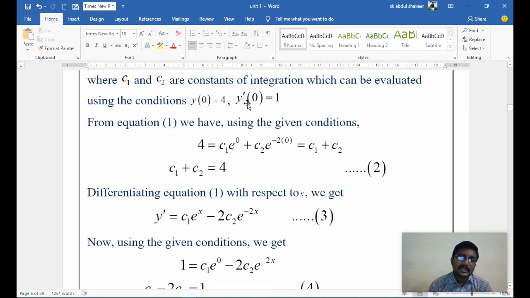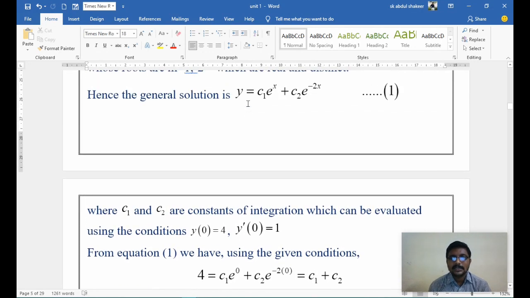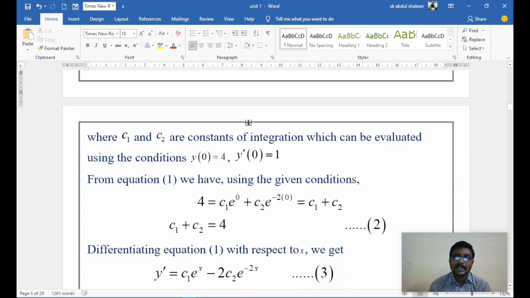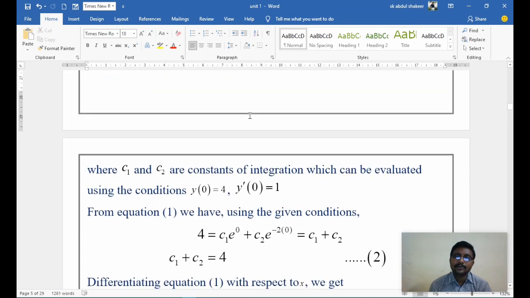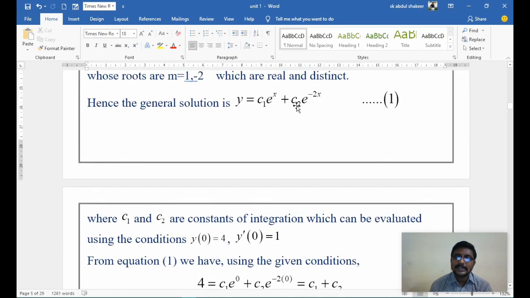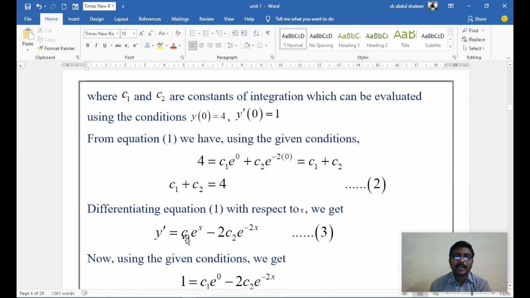Now using y dash of 0 equal to 1. To get y dash, the derivative of y with respect to x, we have to differentiate equation 1 with respect to x. C1 is constant, the derivative of e power x is e power x, plus C2 is constant, and the derivative of e power minus 2x is e power minus 2x into minus 2. So y dash is c1 e power x minus 2 c2 e power minus 2x. Let it be equation number 3.